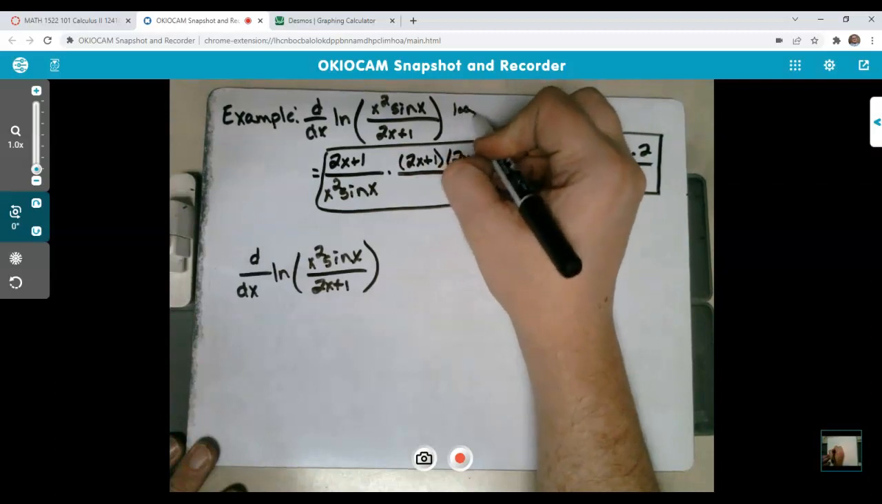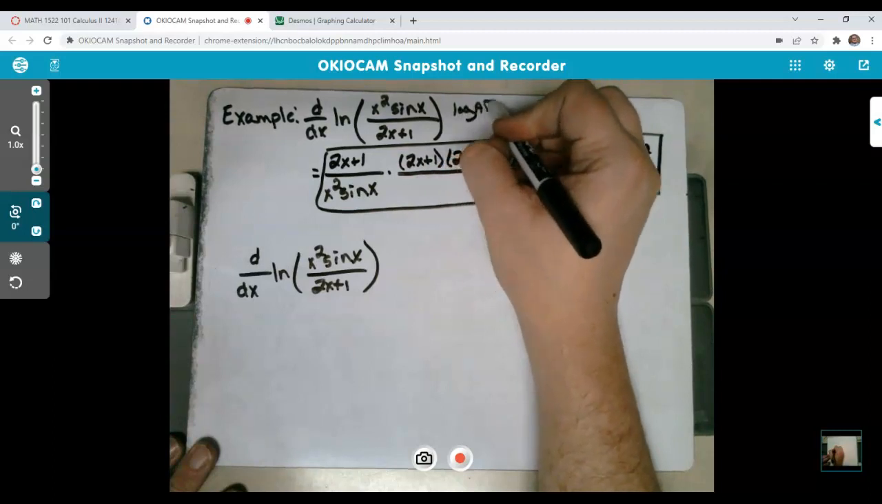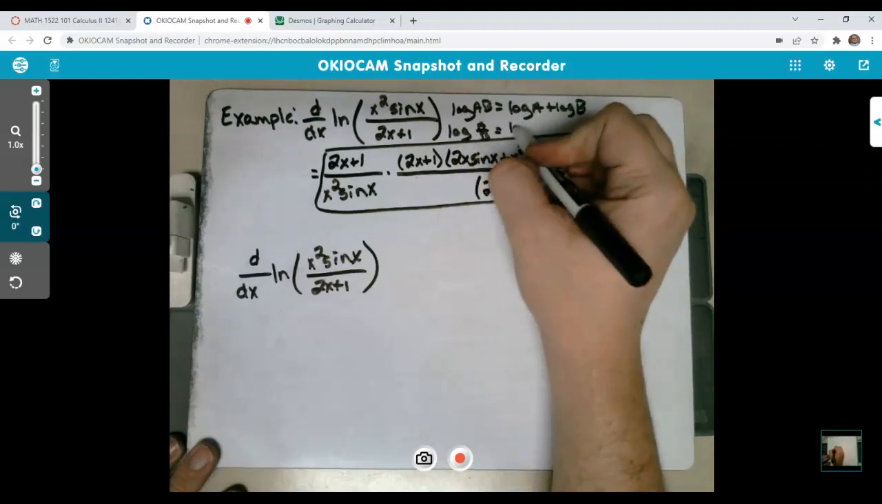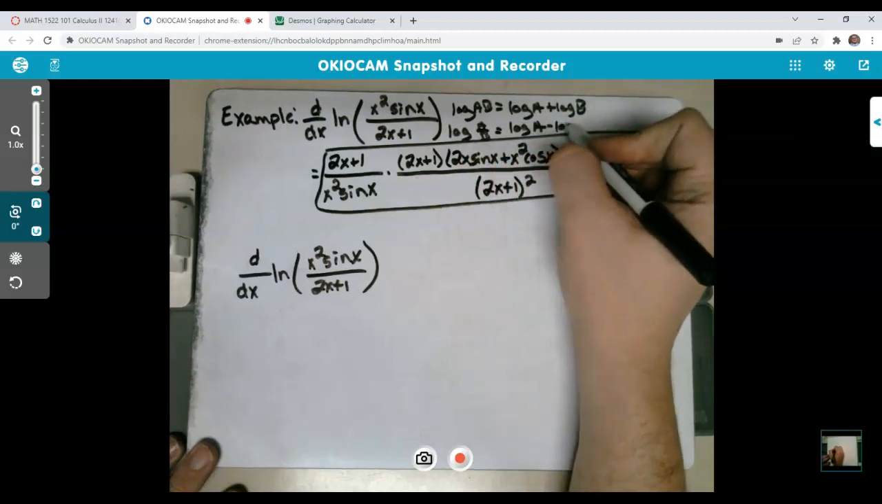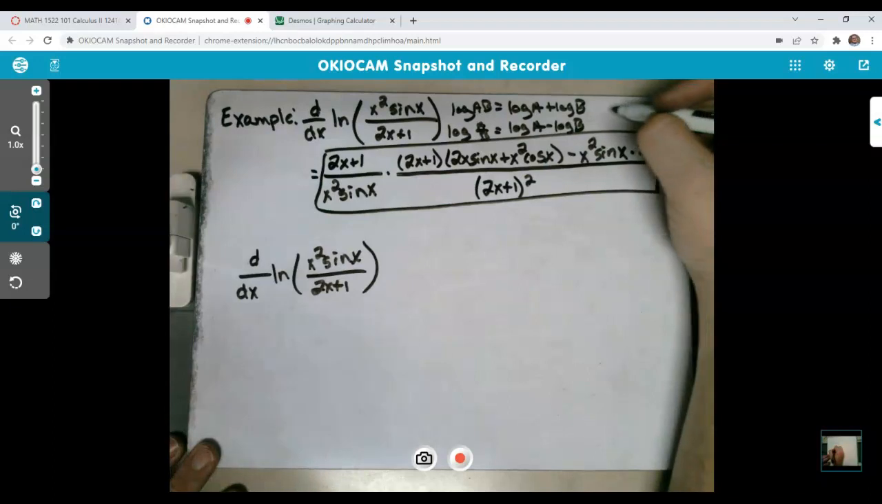If I have log of a product, I can split it up by doing log of A plus log of B. If I have log of a quotient, I can subtract them, so log of A minus log of B. And if I have a power in there, like log of A to the R, I can bring my power down to the front and write that as R log of A.